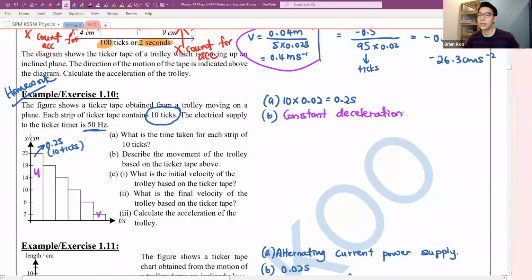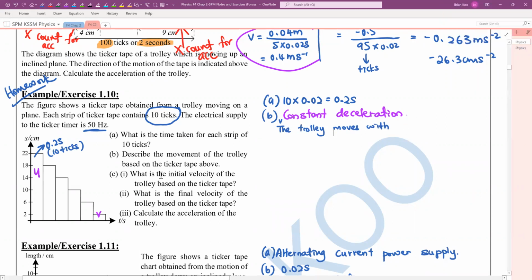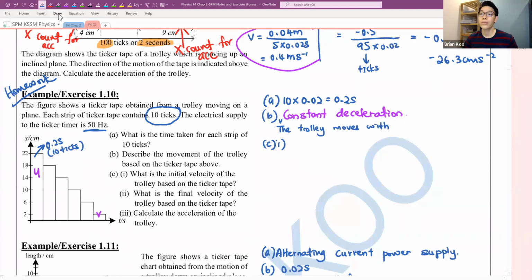Your teacher will look out for this keyword. If you want to write in a proper nice sentence, you can say the trolley moves with constant deceleration. If you want. And then part C. Remember we said you can also say, I think constant deceleration is a good answer.